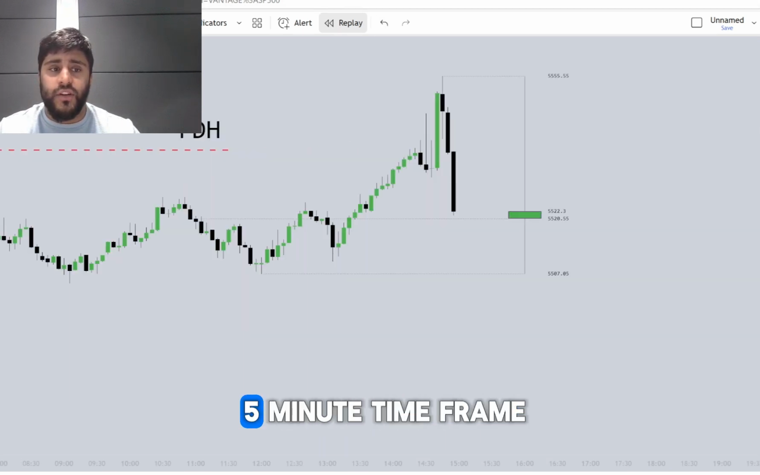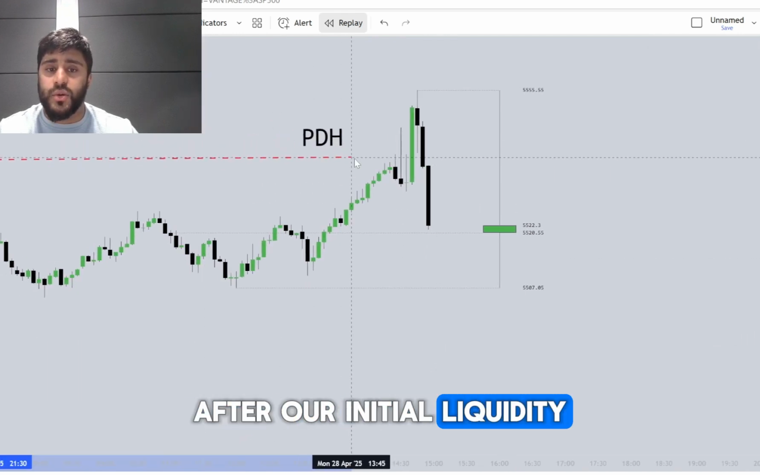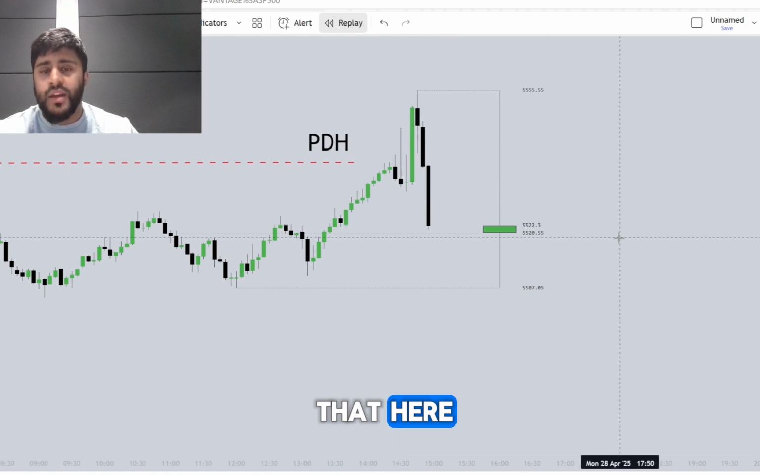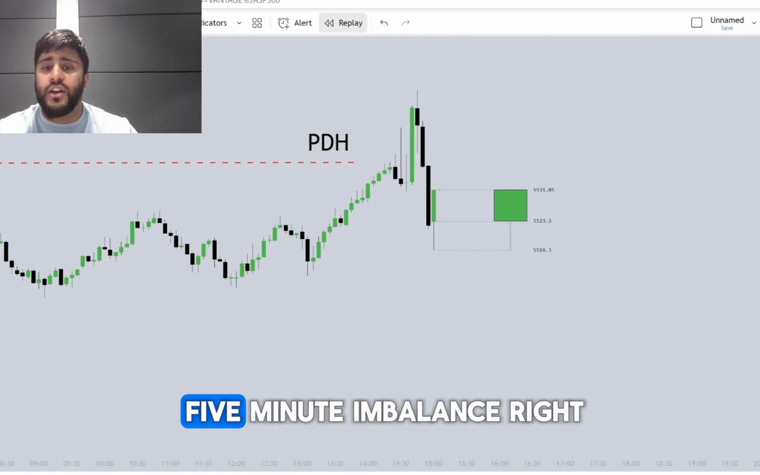Now for me, we go down to the 5-minute time frame. On the 5-minute time frame, there's a couple of things I look for after our initial liquidity sweep. So let's first get that here. Once you've had a liquidity sweep, what you are looking for now is a 5-minute imbalance.